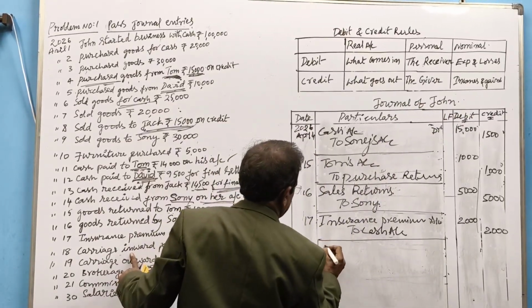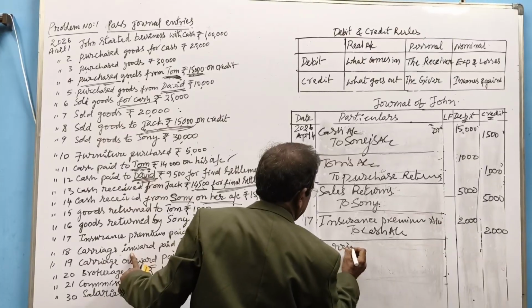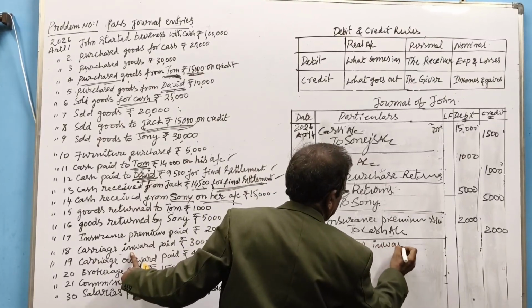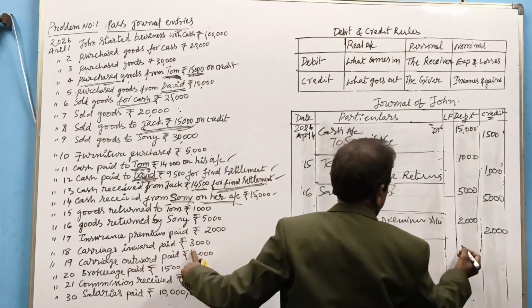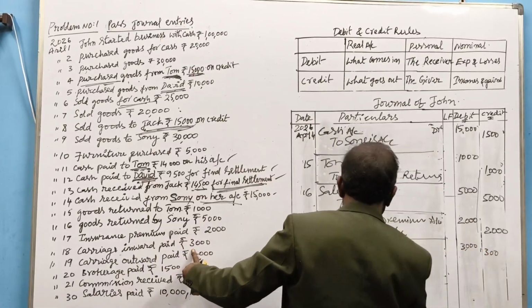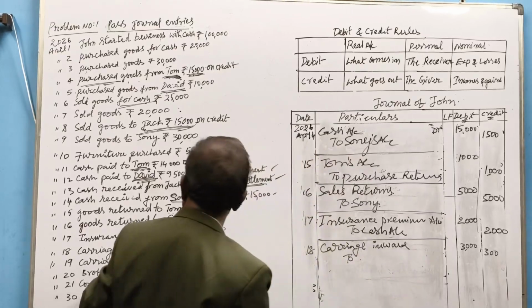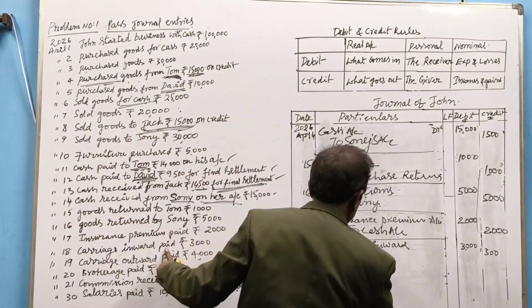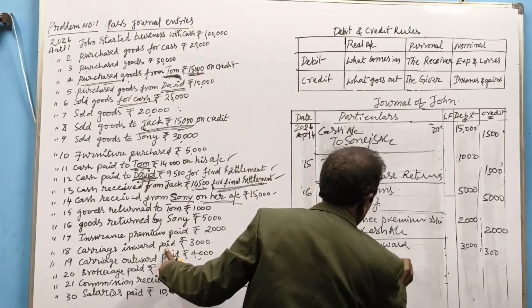18th, carriage inward. Carriage inward, 3,000. What you are giving? Assuming that you are giving cash, cash account.